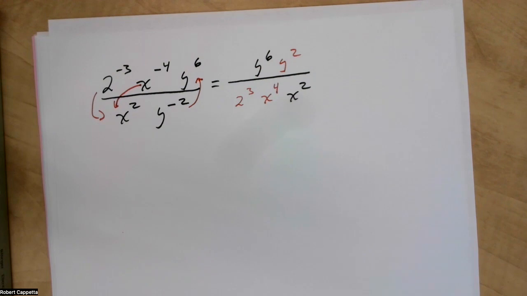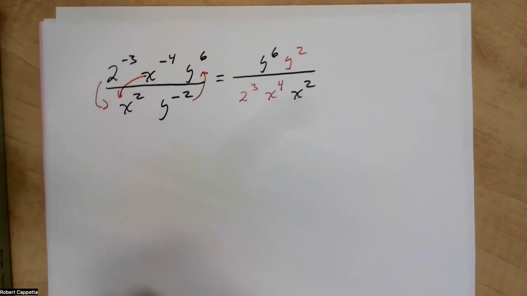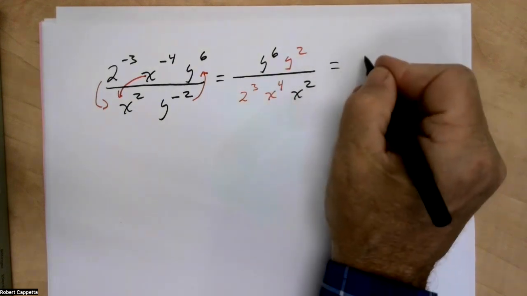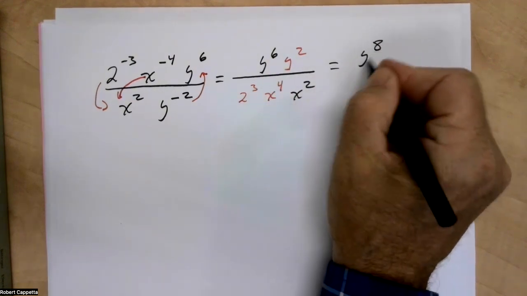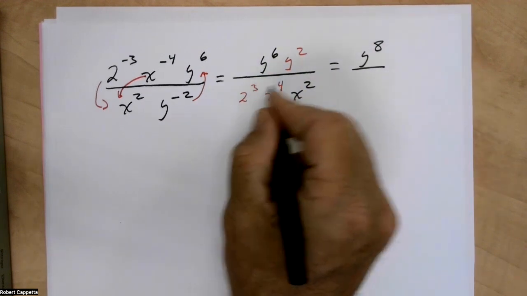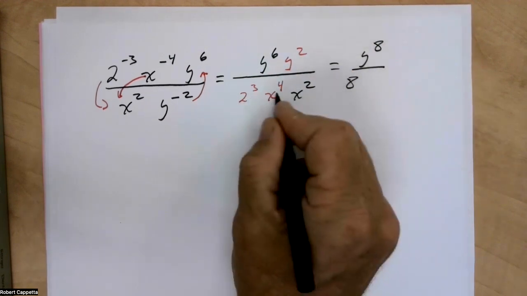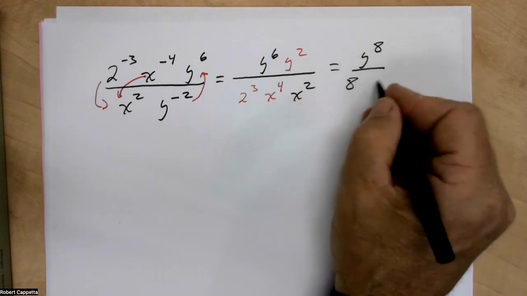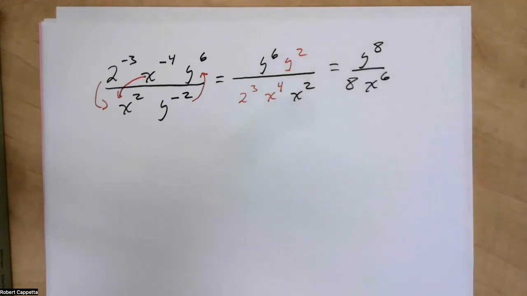Now what is this? Y to the 6 times y to the second, a total of y to the 8th. Downstairs, 2 cubed is 8. X to the 4th times x to the second is x to the 6th.